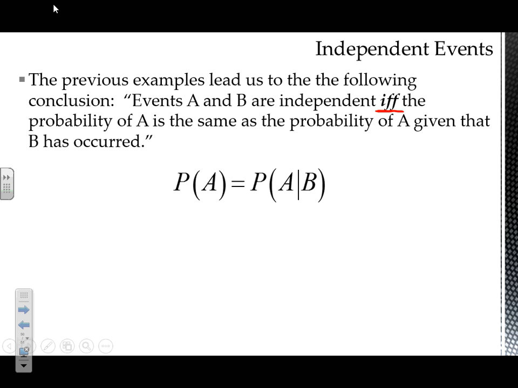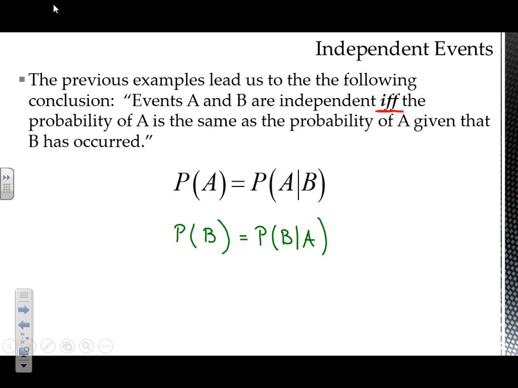Now, one thing to note here. This is saying A and B are independent if this holds true. Okay? Could I do the same idea, but use probability of B instead? Instead of finding the probability of B alone, and then the probability of A given B, can I do probability of B alone, and the probability of B given A? Would this result in the same conclusion?